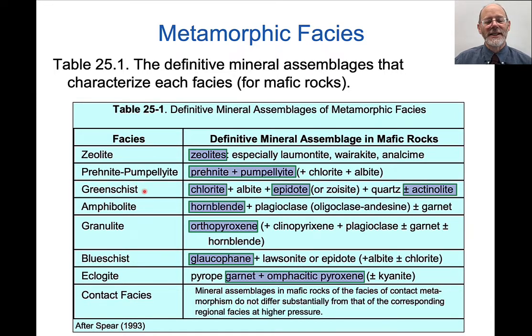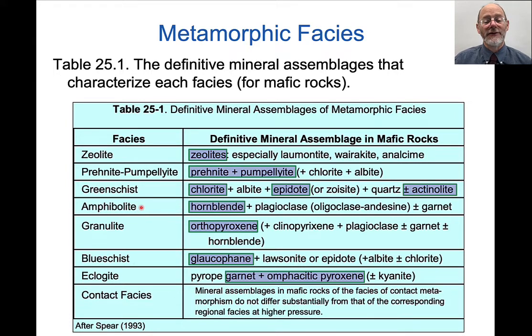Greenschist facies is characterized by green minerals: chlorite, epidote, and at higher temperatures, actinolite. There can be lots of other minerals in here. There can be albite, very typically. There can be quartz, but it's really these green minerals that I focus on when I'm looking at rocks, either in hand sample or thin section.